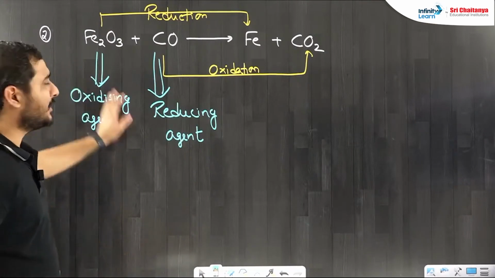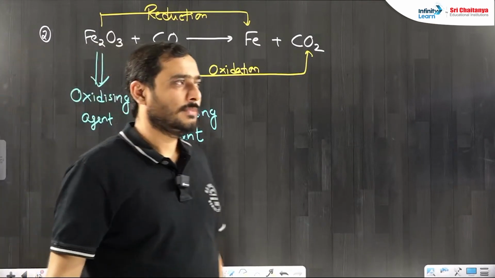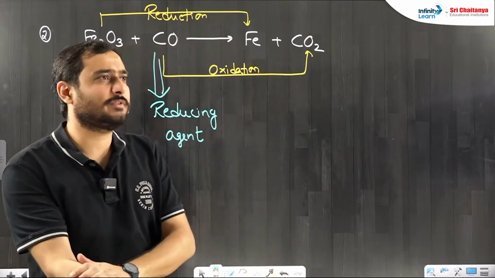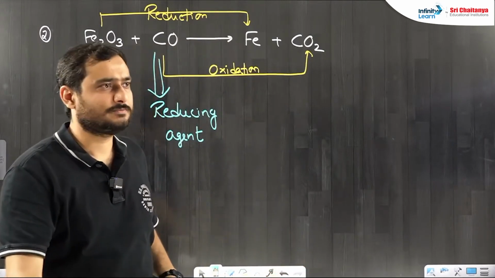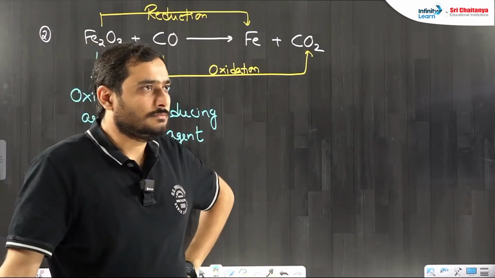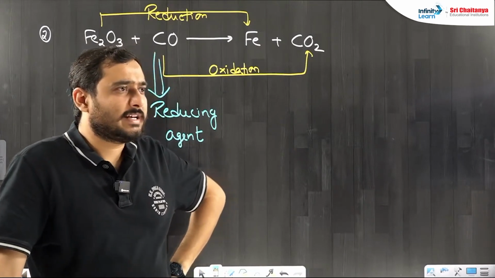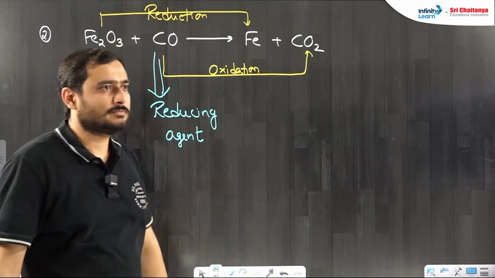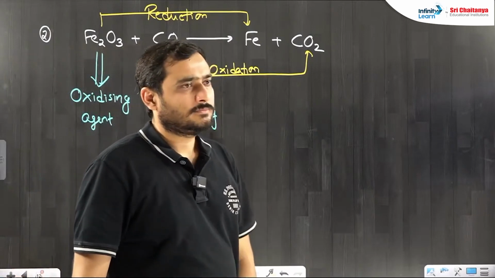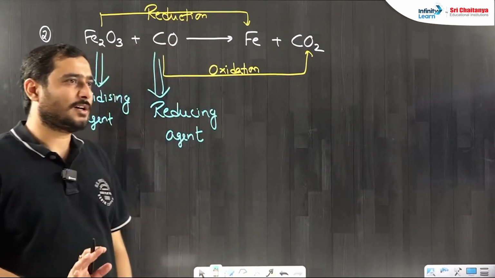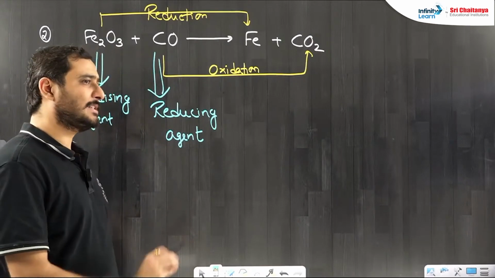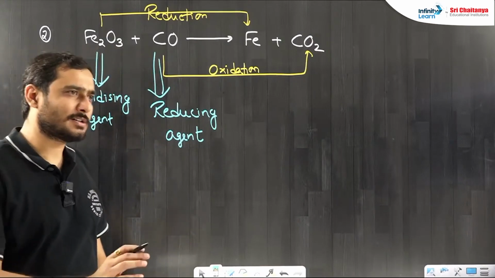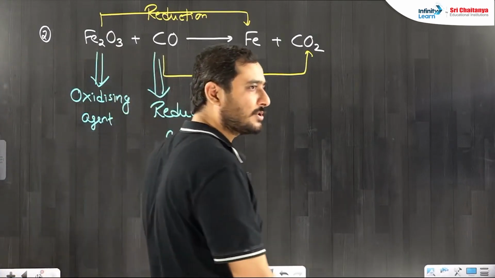Now check, any doubt in these two questions? That which of the following is oxidizing agent, which of the following is reducing agent? Okay. So this is simple, easily we can find. So whenever you have to find oxidizing agent or reducing agent, just check that which of the following will get oxidized, which of the following will get reduced. Okay.